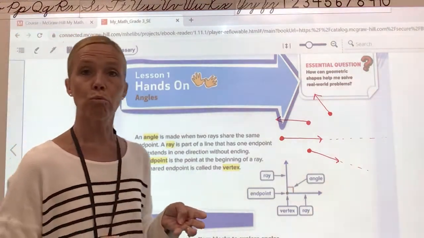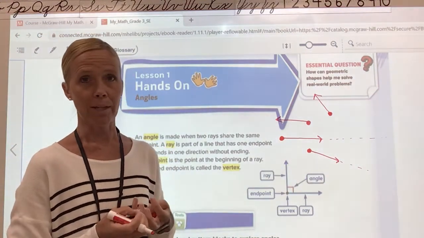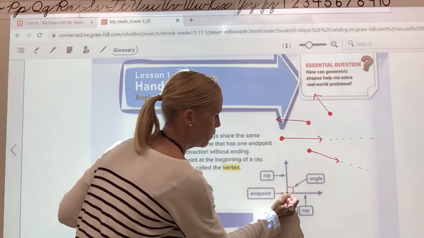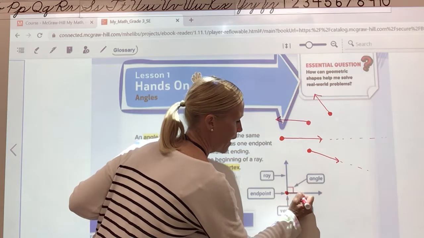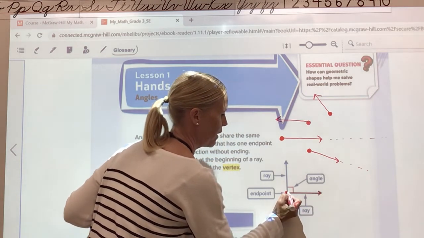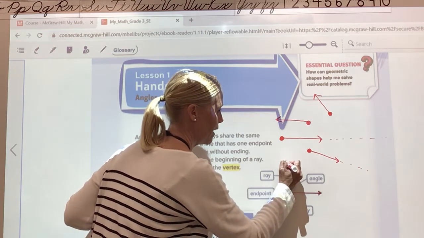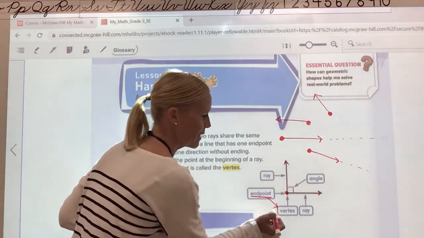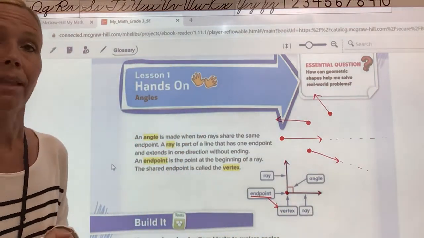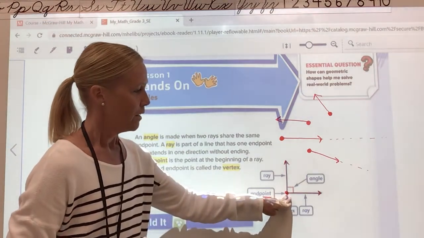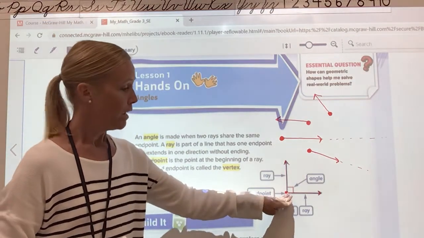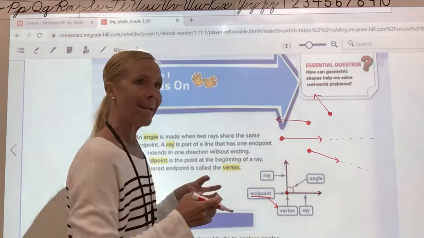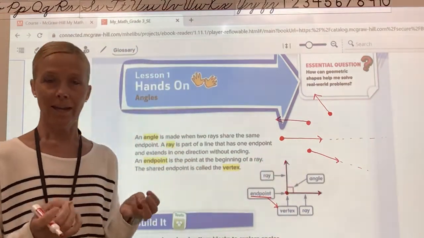Now sometimes we have rays that share the same endpoint, and it might look like this one down here at the bottom. Here we have an endpoint, but look, we have a ray going this way, and we have a ray going straight up this way. Now when they share an endpoint, that fancy name for that is vertex, that fancy math name. It's called the vertex. And when that happens, when we have an endpoint or a vertex right here that the rays are sharing, it creates something called an angle.